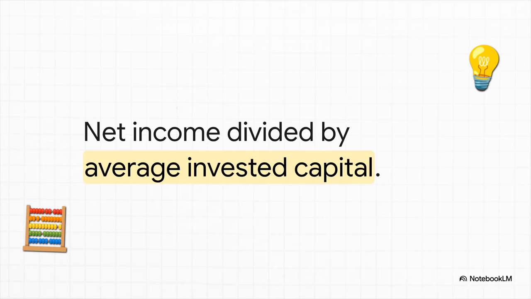And here's what the basic formula looks like. Net income divided by average invested capital. Now, I want you to look really closely at that denominator. Notice the word average. It's not just invested capital. It is average invested capital. We're going to talk a whole lot more about why that specific word is so incredibly crucial later when we get into exam traps, but for now, just burn that word into your memory. Net income over average invested capital.